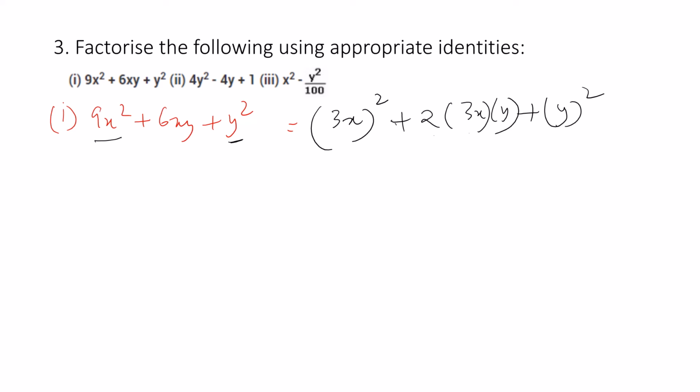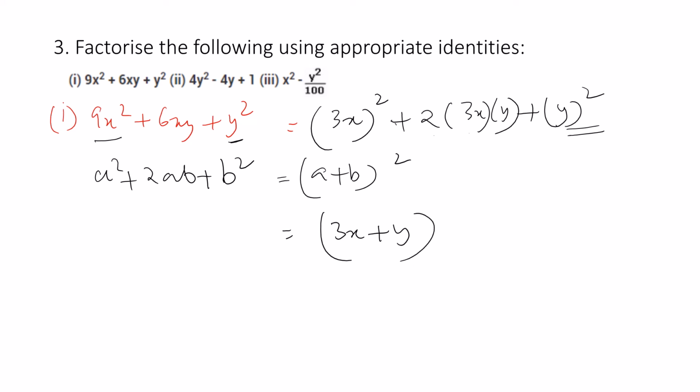So this is the same as the identity a square plus 2ab plus b square. So we can see that this expression is of the form a square plus 2ab plus b square, which is (a plus b) the whole square. Similarly, this expression we can write as (3x plus y) the whole square.